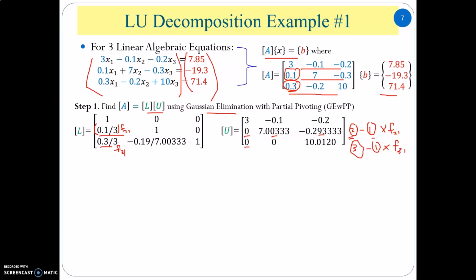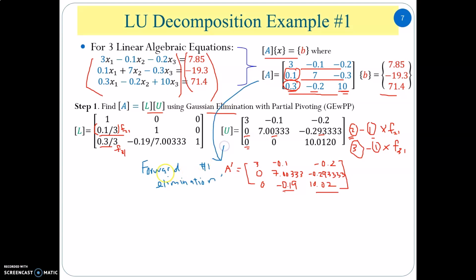So 0.3 minus 3 multiplied with F31 here, you obtain 0. If you take the negative 0.2 at row 3 minus the negative 0.1 at row 1 multiplied with the factor F31, you should obtain negative 0.19 here. And then you continue, take the 10 minus negative 0.2 multiplied with this factor, then you should be able to obtain 10.02. So you succeed in obtaining the first forward elimination result, where the prime here indicates the first forward elimination result.